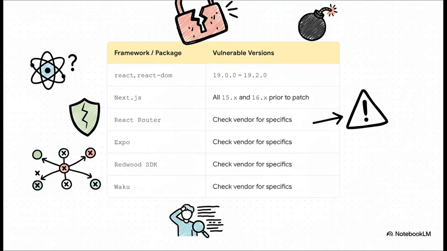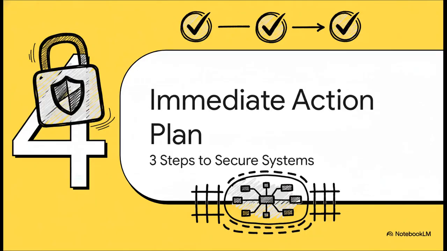Okay, everyone, this is the slide you need to screenshot. Look at this table very, very carefully. If you're using React or React DOM versions 19.0.0 all the way through 19.2.0, you are vulnerable. If you're on Next.js versions 15 or 16, you are vulnerable. And for other big frameworks like React Router, Expo, and Redwood, you need to go check with the vendor right now.